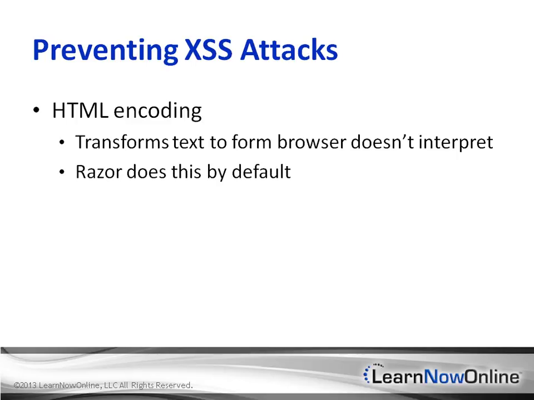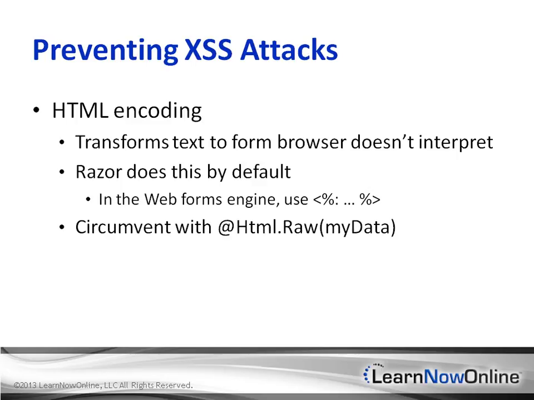The good news is that the Razor View engine HTML encodes text by default. You don't have to do a thing differently to get this rather big benefit. If you're using the Web Forms engine, just add a colon instead of an equal sign within the brackets, like that. But if you really need or want to, you can circumvent encoding with the raw HTML helper method.